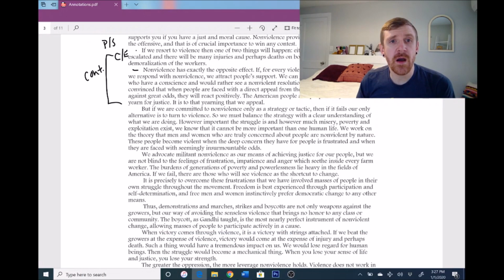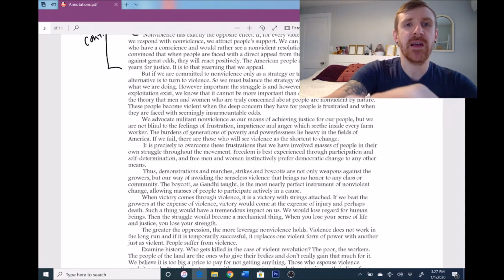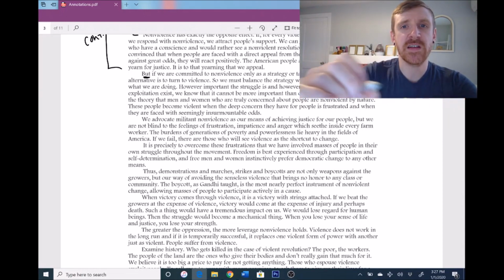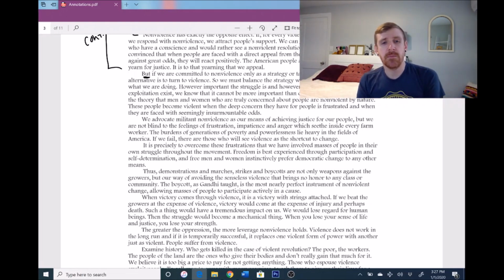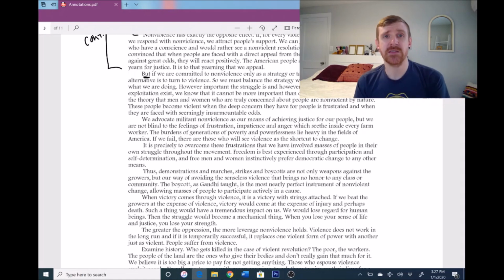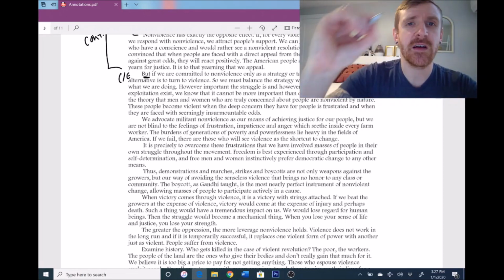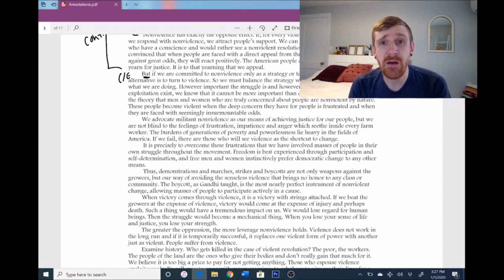Now, another moment here is we do want to try to show kids about discourse markers, and we can see that with the word but. So we can see more contrast here, and that will actually show up again a little later on. But notice here, as we continue reading, it says, if we are committed to nonviolence only as a strategy or tactic, then if it fails, our only alternative is to turn to violence. Okay, so we've got some cause and effect here in that first little sentence. So my kids will typically intake cause and effect. And now it says, so we must balance the strategy with a clear understanding of what we're doing.